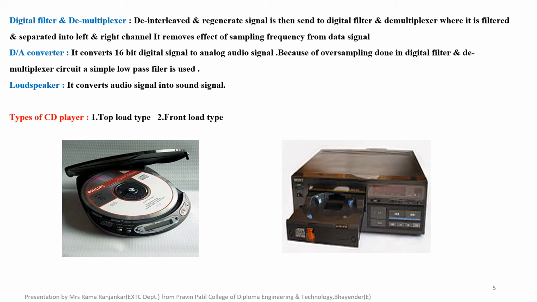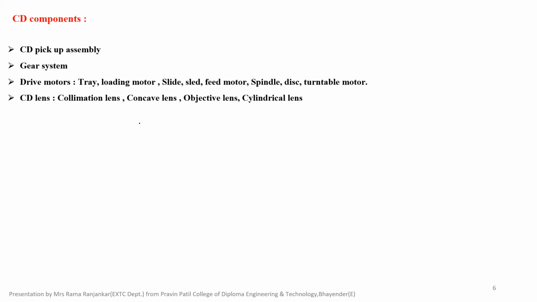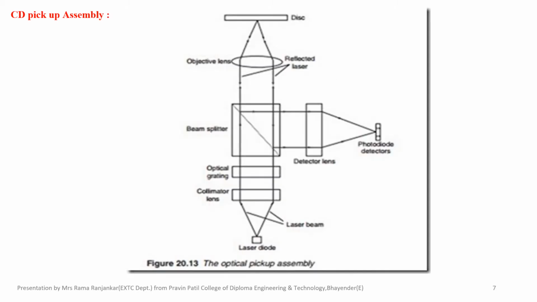So here two models are given. One is a top load CD player and another one is a front load CD player. CD components are the CD optical pickup assembly, gear system, drive motors and DSP system. So this is a diagram for the optical pickup assembly.